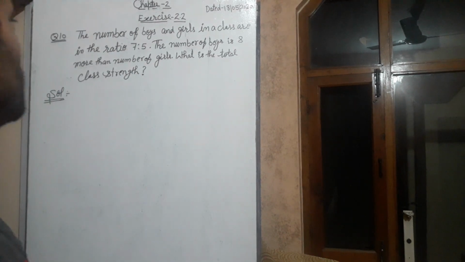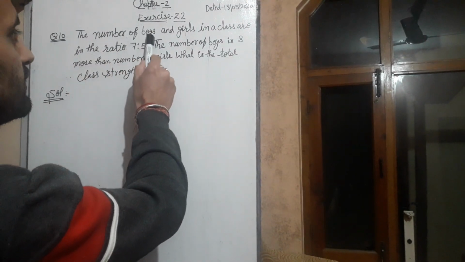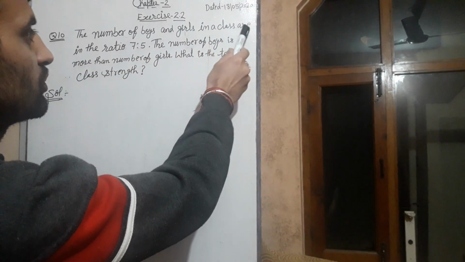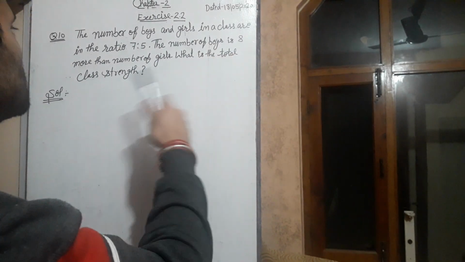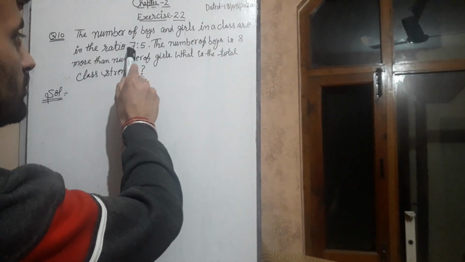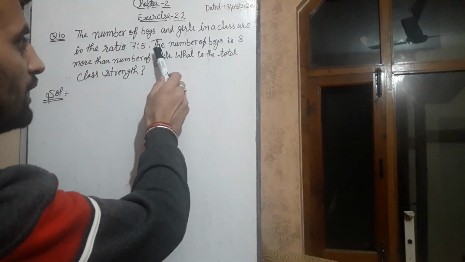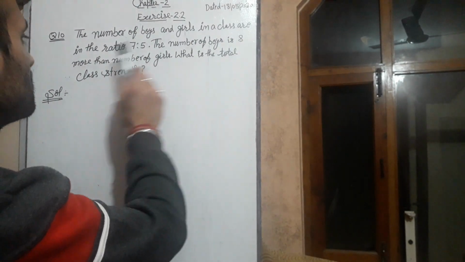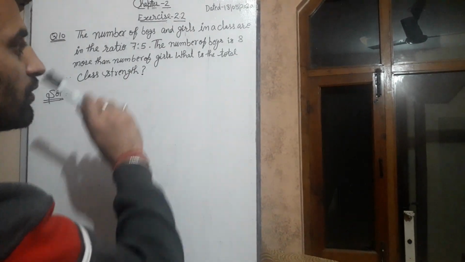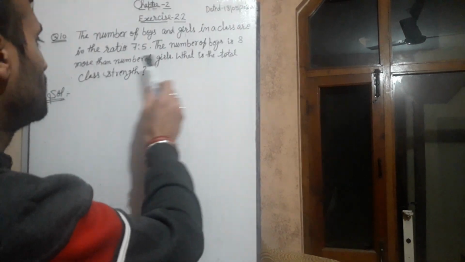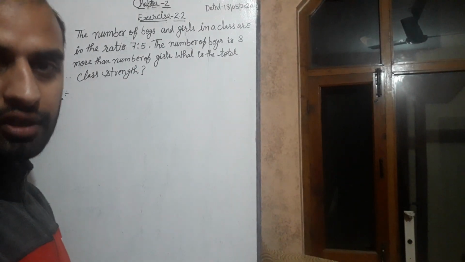The number of boys and girls in a classroom are in the ratio 7 is to 5 and the number of boys is 8 more than the number of girls. So what is the total class strength? So this is our question.